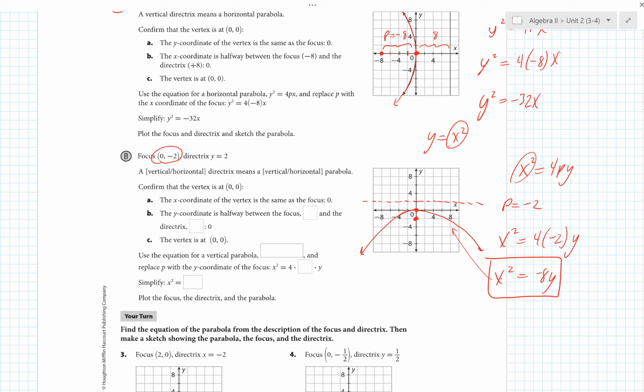Remember, if we wanted to convert it back to the old style that we became familiar with when we first started graphing parabolas, we could solve for y, and that would be y equals negative 1/8 x squared. So this is the new format that we're working with now, or the new form for the equation. This is the old form that we used in Algebra 1 and at the beginning of Algebra 2. Okay, so I didn't fill in any of the blanks here, but we basically did all the work over on the side, and we ended up with x squared equals negative 8y.